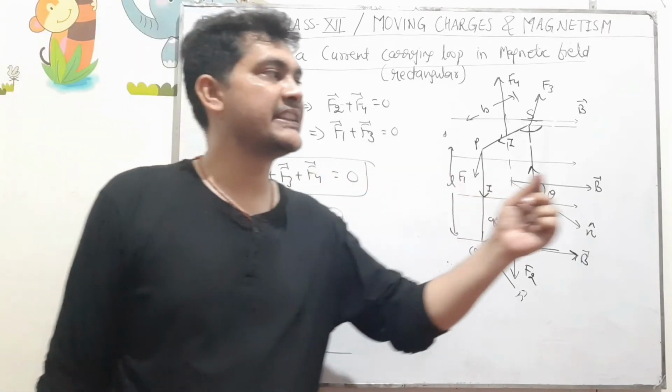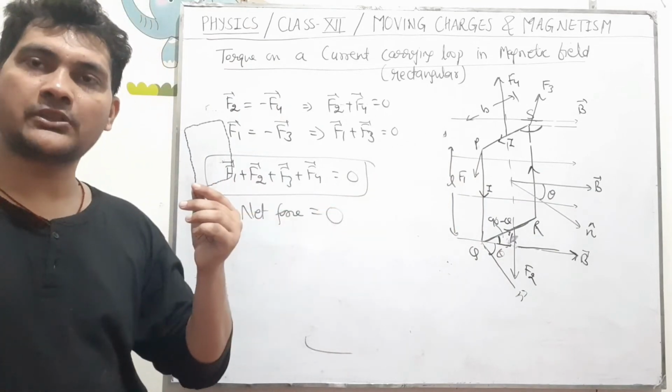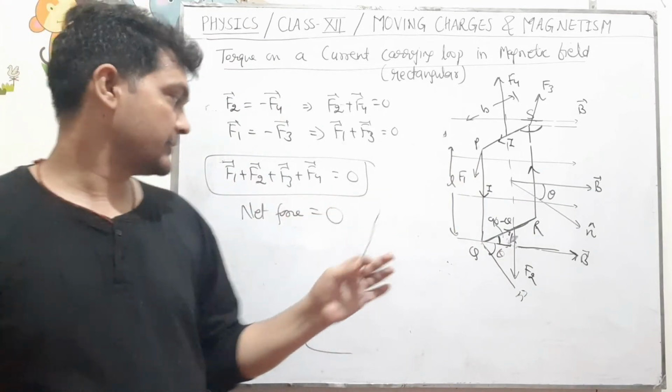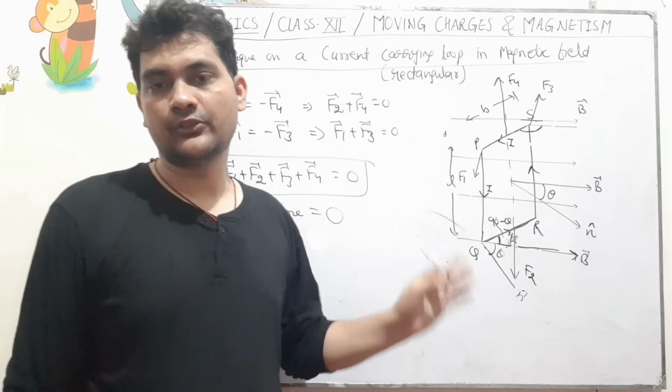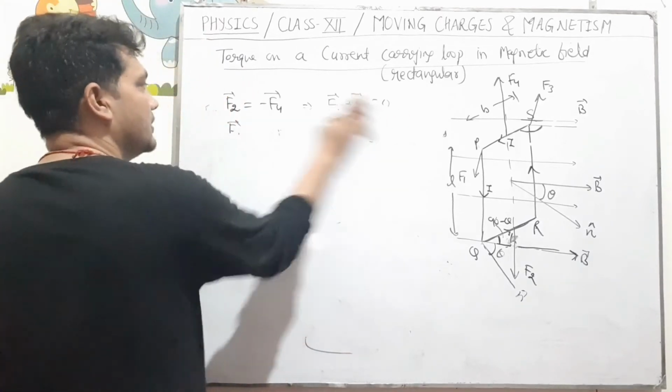Loop cannot move in the direction of the magnetic field. Loop cannot move in any direction. It cannot displace from its position because net force on the loop is 0. Okay, net force is 0. Now let us see what is torque.